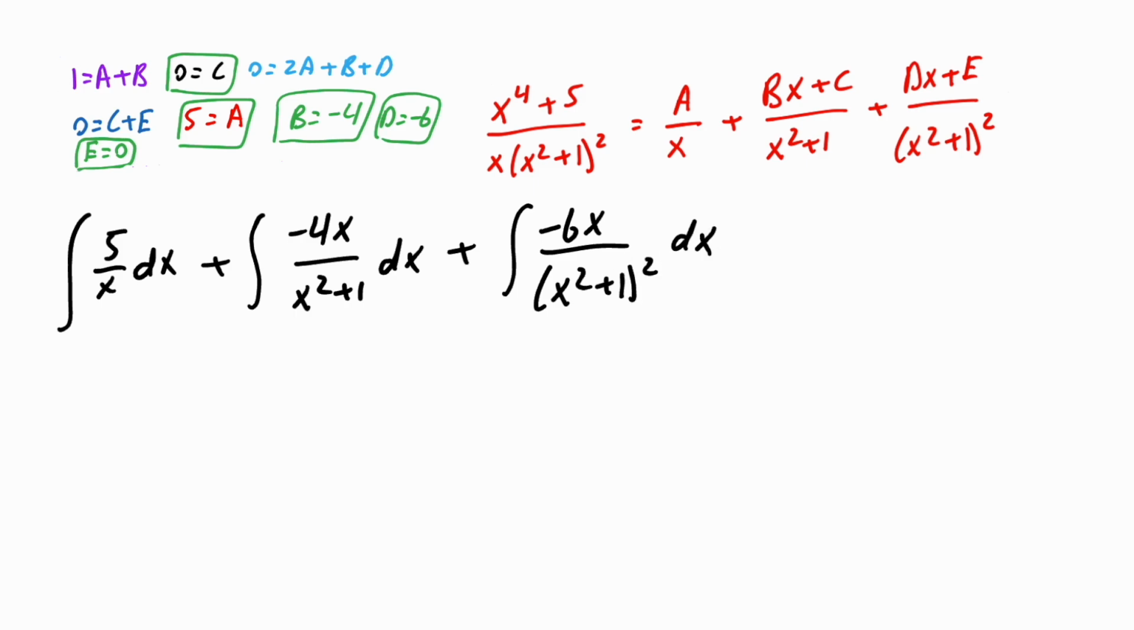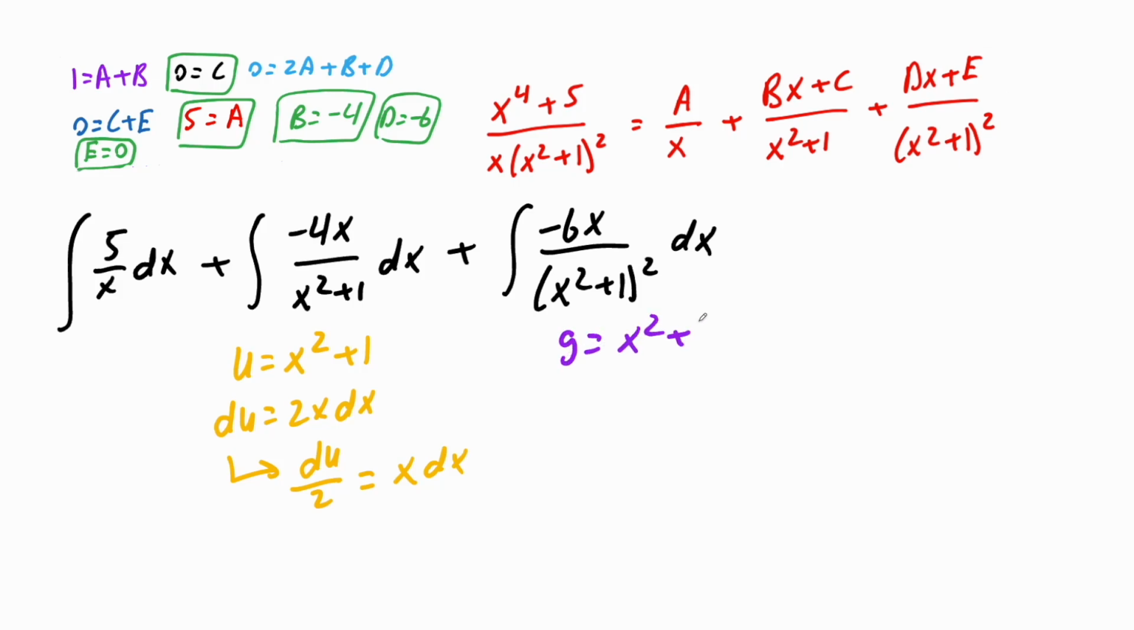So now this is a pretty easy problem. This piece right here, we're going to have to use u substitution, so I can say that u is equal to x squared plus 1, so then du is equal to 2x dx, therefore du divided by 2 is equal to x dx. Same idea for this piece, we can say that g is equal to x squared plus 1, so dg is equal to 2x dx. Then we can say that dg divided by 2 is equal to x dx.